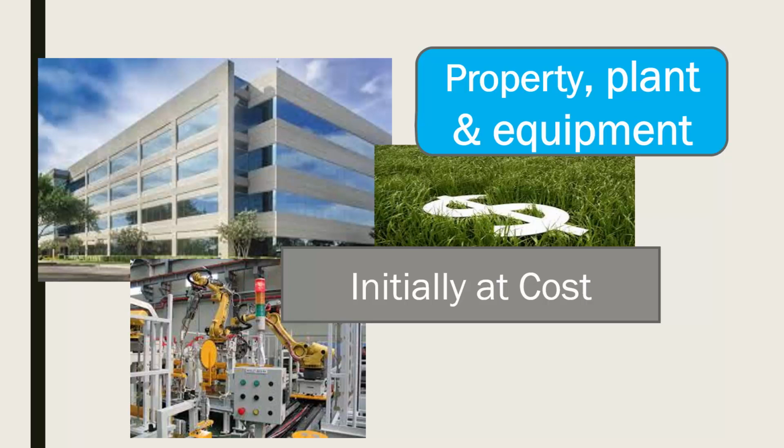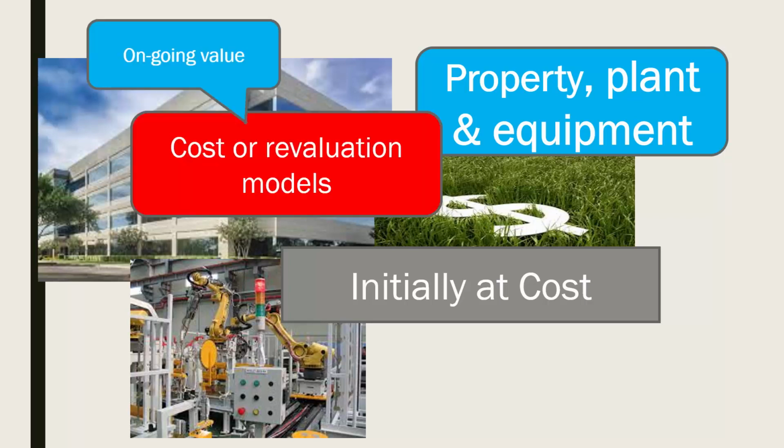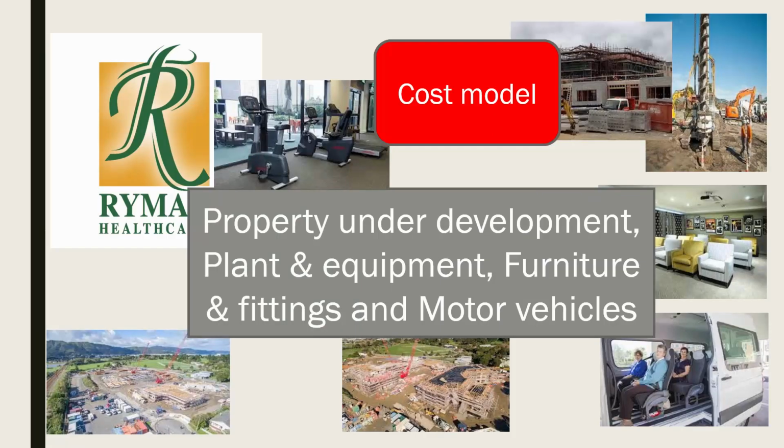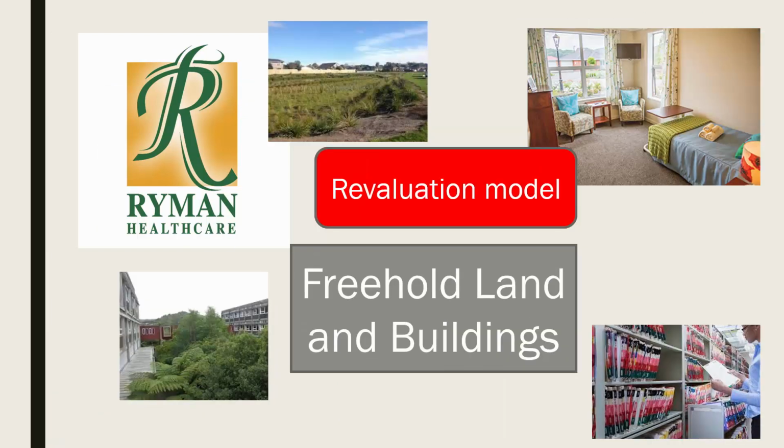We first include property, plant and equipment in our accounts at cost. However, for the ongoing value of each class of property, plant and equipment, a firm needs to decide whether to use the cost or revaluation models. Ryman Healthcare uses the cost model for property under development, plant and equipment, furniture and fittings, and motor vehicles, and the revaluation model for freehold land and buildings.